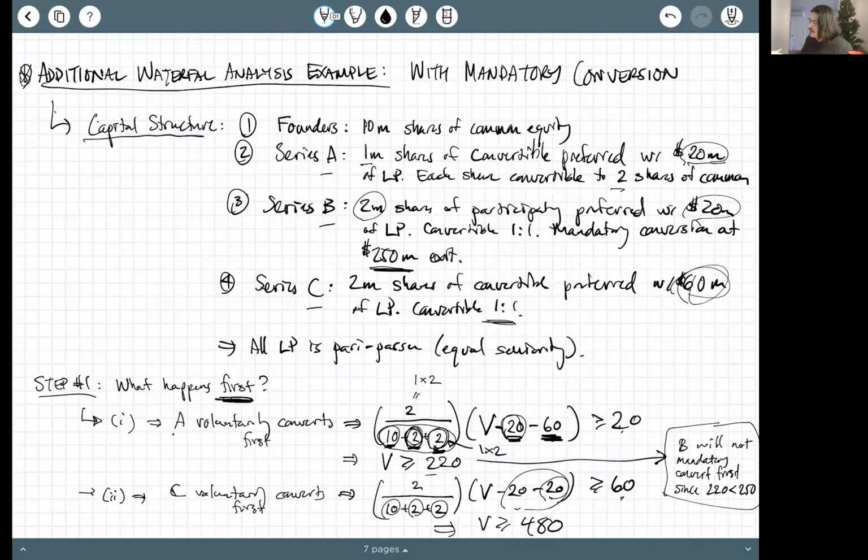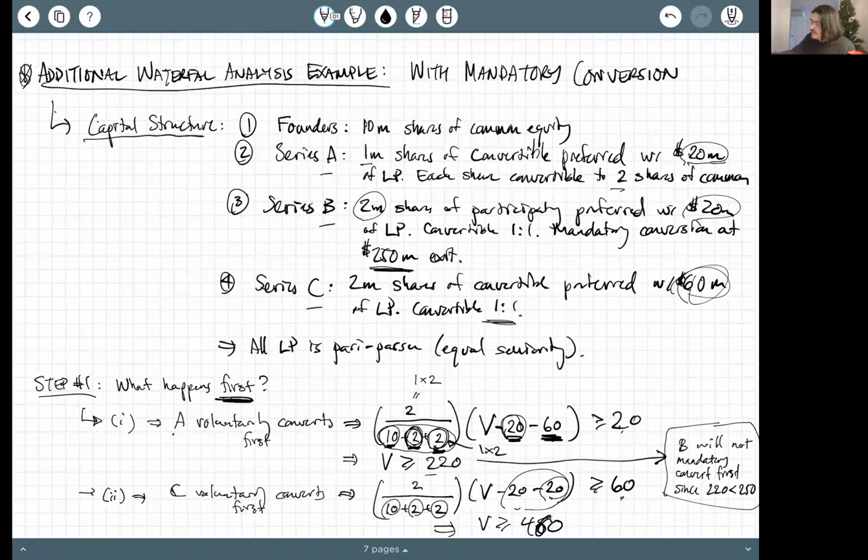Right, so 60 times 7, is that it? 60 times 7 plus, okay, so I guess it's 460, not 480. Right, so that's basically when C would convert first, if they were converting first.